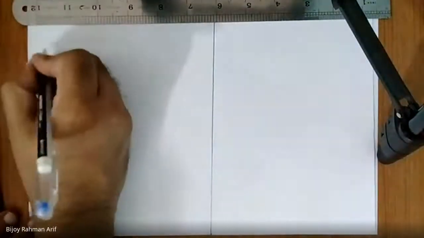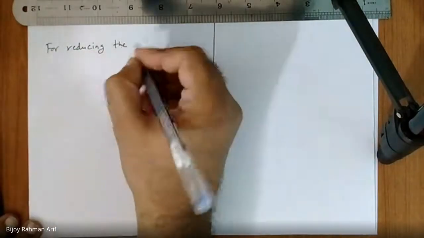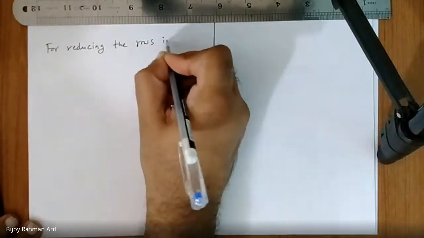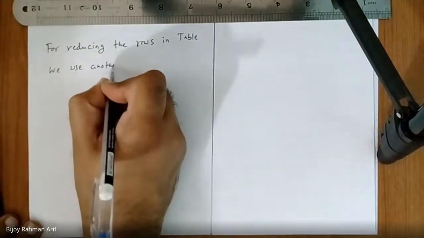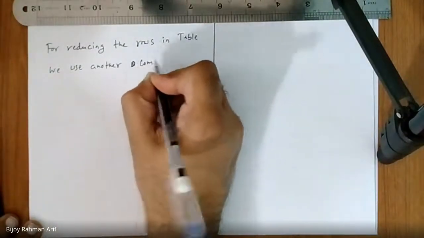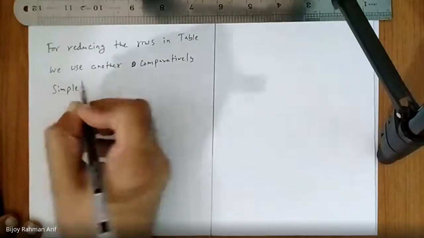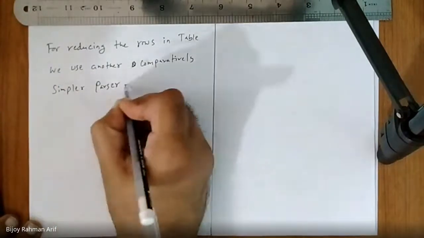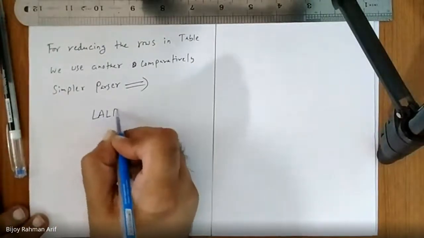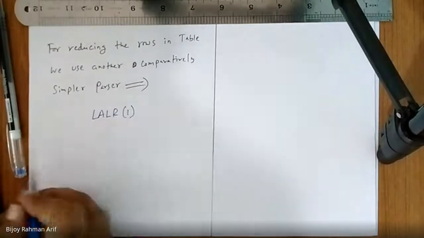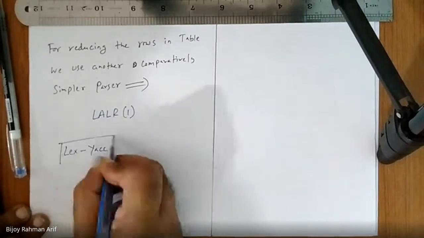So for reducing the rows in the table, we use another, comparatively simpler parser that is called LALR. Okay, and Lex Yacc is an LALR1 parser.